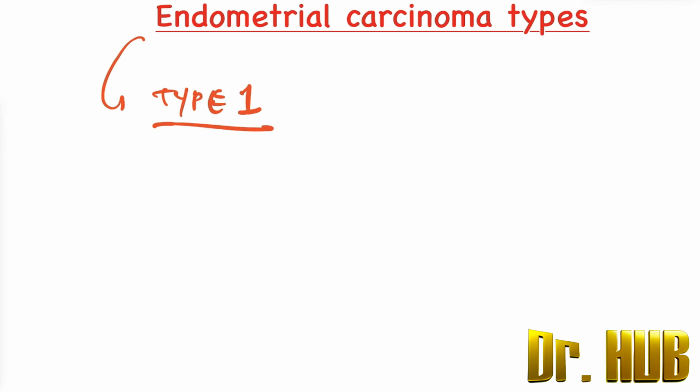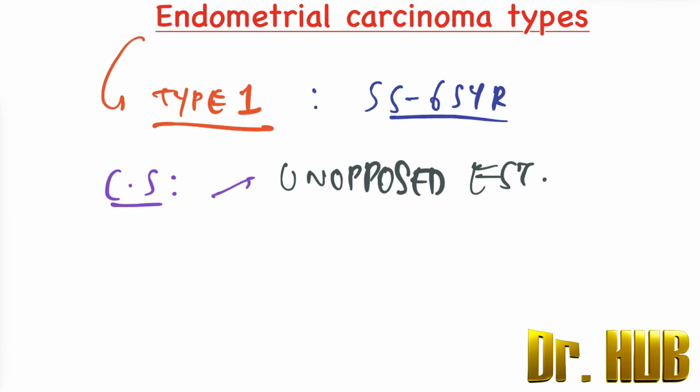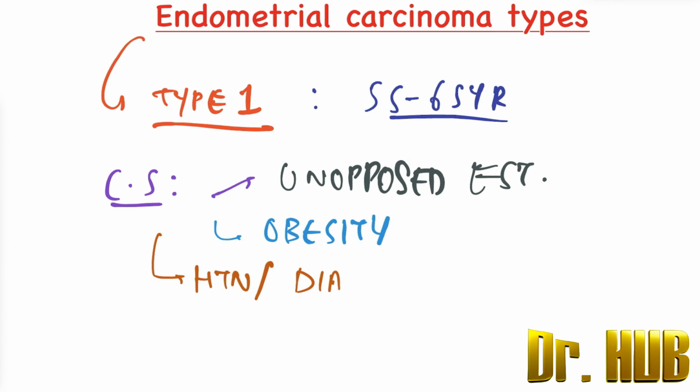Under type 1, what we need to know is the age. The type 1 age is 55 to 65 years of age. What are the clinical settings? The clinical settings include unopposed estrogen, obesity, and also the presence of hypertension as well as diabetes.